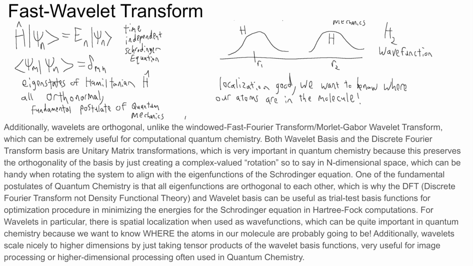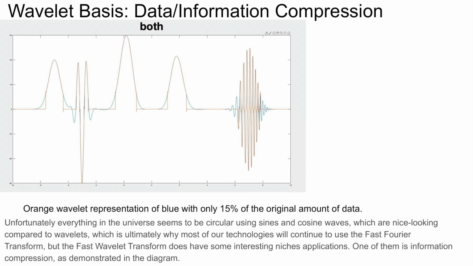Additionally, wavelets scale nicely to higher dimensions by just taking tensor products of the wavelet basis functions in one dimension, which is very useful for image processing or higher dimensional processing, often used in quantum chemistry. Unfortunately, everything in the universe seems to be circular using sines and cosine waves, which are nice looking compared to wavelets. They're smooth and not jaggedy, like the Daubechies wavelet, which is ultimately why most of our technologies will continue to use the fast Fourier transform, but the fast wavelet transform does have some interesting niche applications.